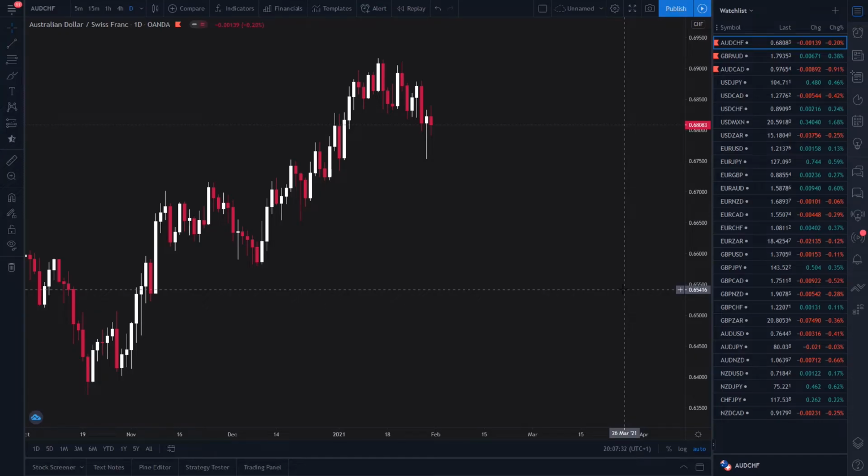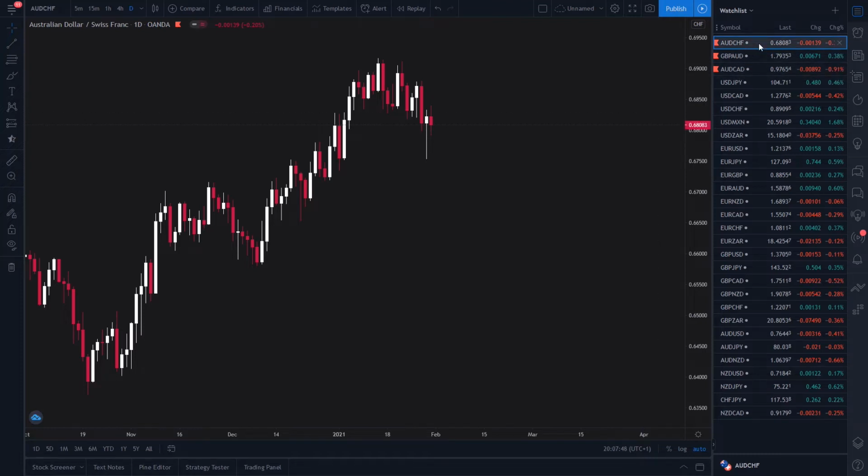Okay, we are in charts now and I picked the three pairs we are keeping an eye for trades for next week. So the first is AUDCHF, the Great British Pound and Australian dollar, and CAD.